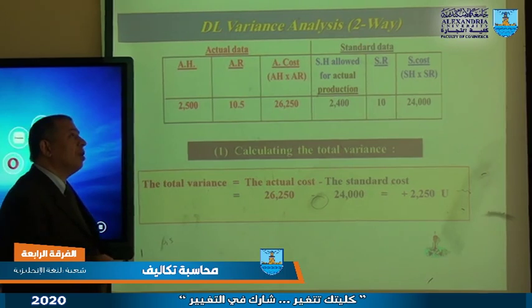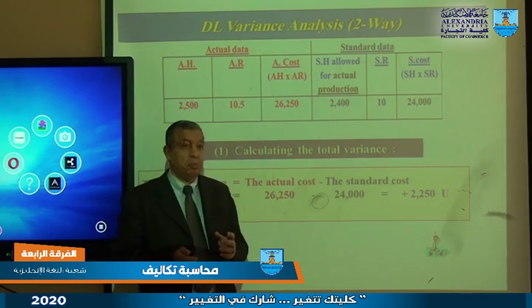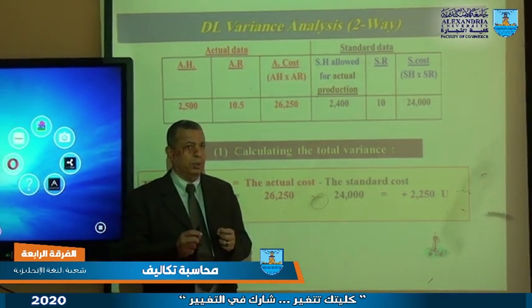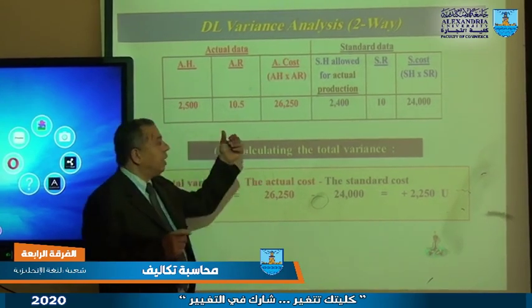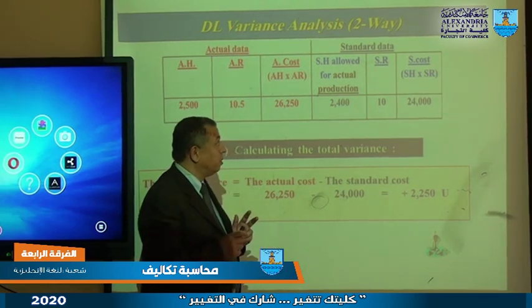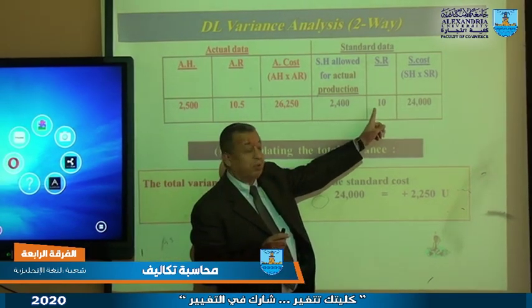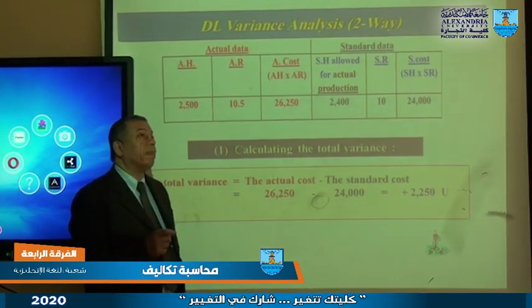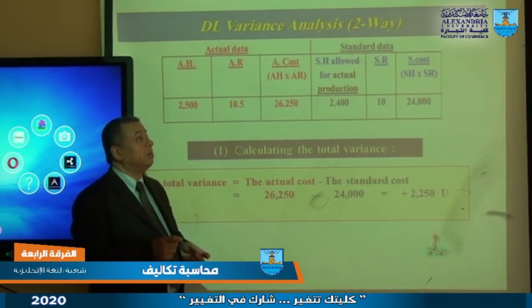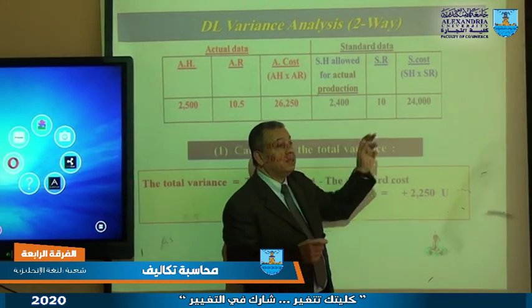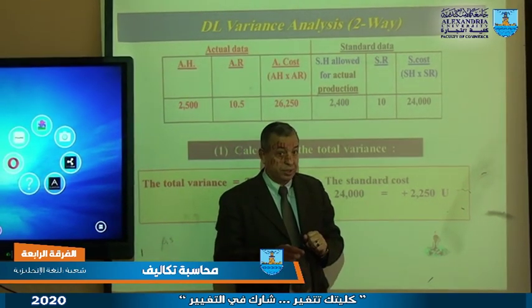The first variance is efficiency. Do you remember? Efficiency variance. You have to remember: efficiency is the difference between hours, not rates. Don't forget, actual hours minus standard hours times what? Times the standard rate. Don't forget my equation. What about rate? Rate is the difference between rates. Actual rate minus what? Standard rate times actual hours.